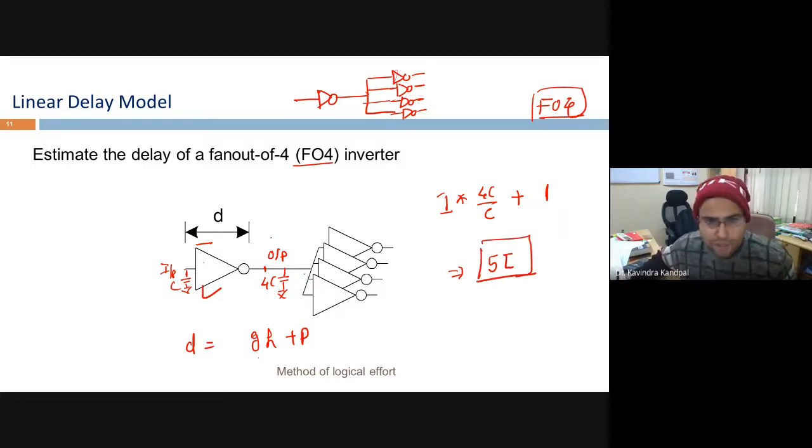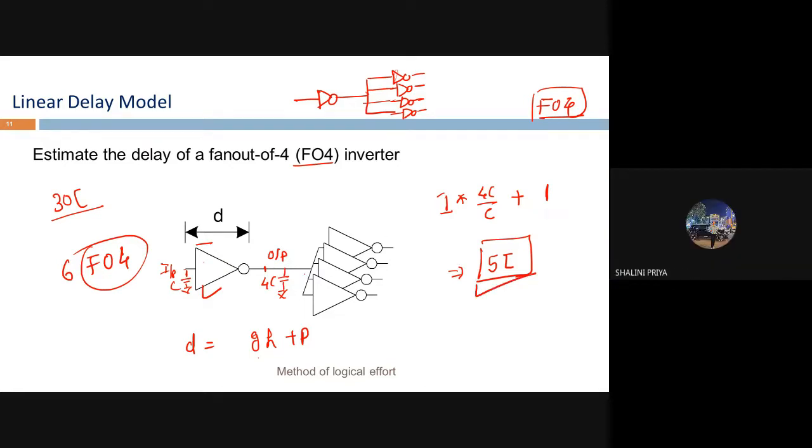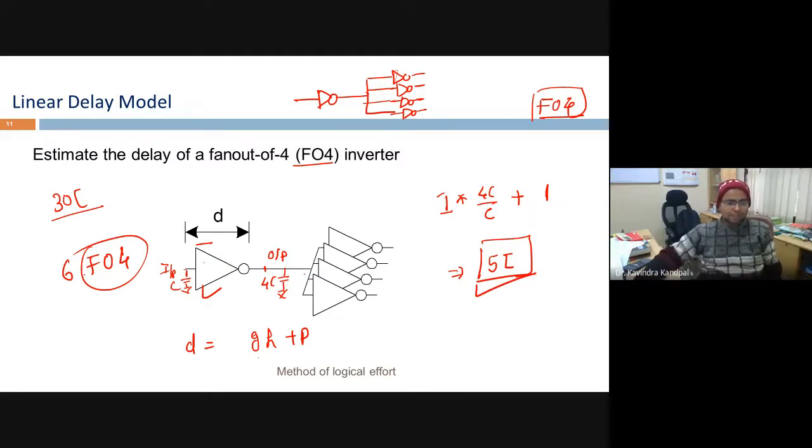Understood? So if any arbitrary circuit gives me 30 tau delay, what will this delay be in terms of FO4 delay? Can I say this delay is 6 times the FO4 delay? Yes, sir. The FO4 delay is 5 tau, so if a circuit is giving you 30 tau, you can say this is 6 times FO4. Clear or not so far?